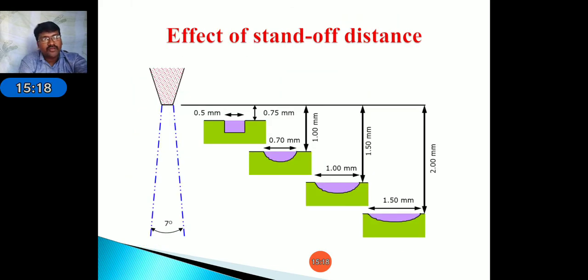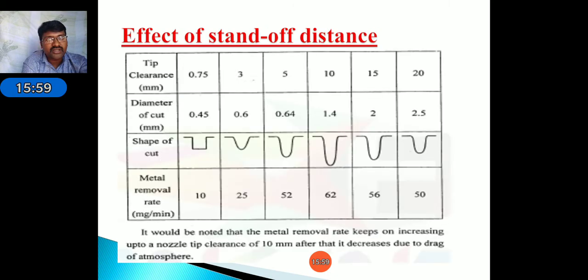As observed in the diagram, in the first case the standoff distance is 0.75 and the width of the cut is 0.75. But if you increase the standoff distance to 1 mm, what happens? The width will be increased to 0.7, but the depth will be reduced, that is, the material removal rate is decreased. If you use 1.5 mm, the width will be increased. By increasing the standoff distance, the width of the cut increases, because the angle of the jet output increases with the standoff distance.